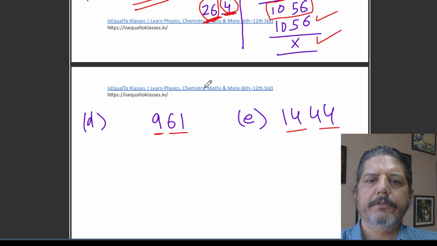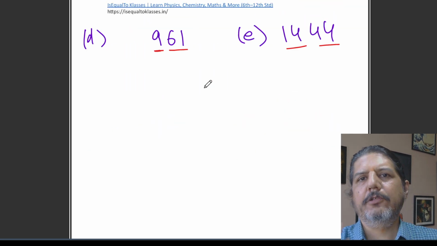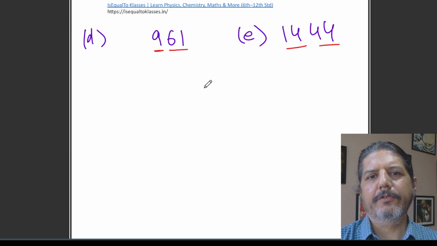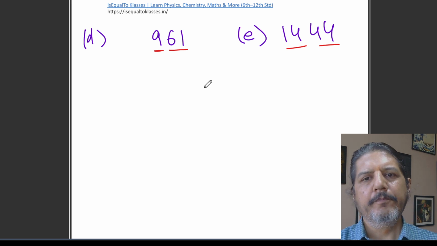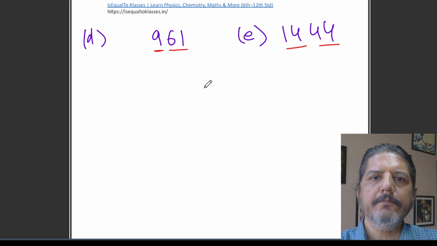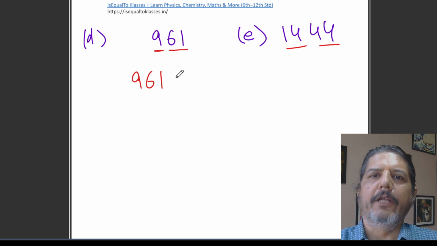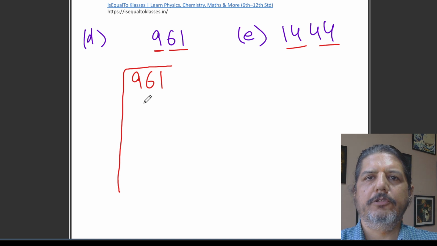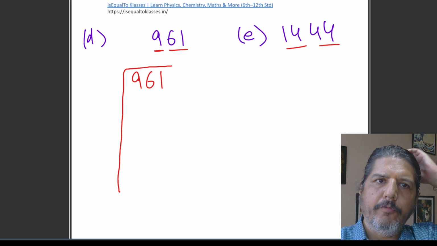So these are the numbers. These are the two numbers which you can practice. I actually would recommend you to pause the video and try it on your own. And let's do it. So 961. This is how finding the square root looks like. I form the pairs first.